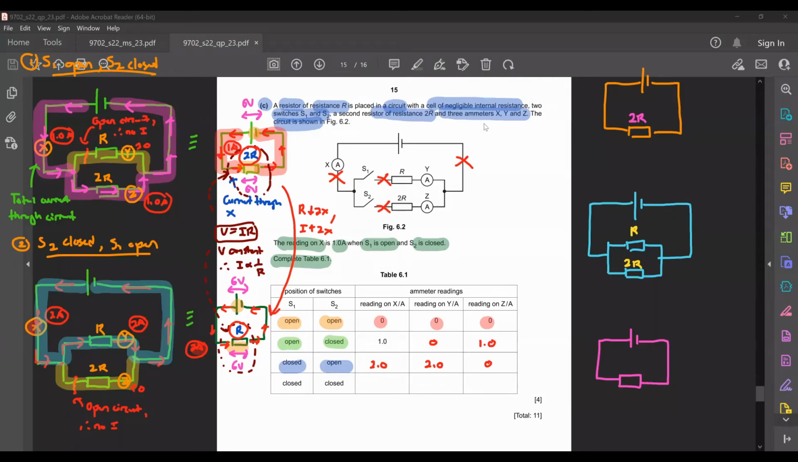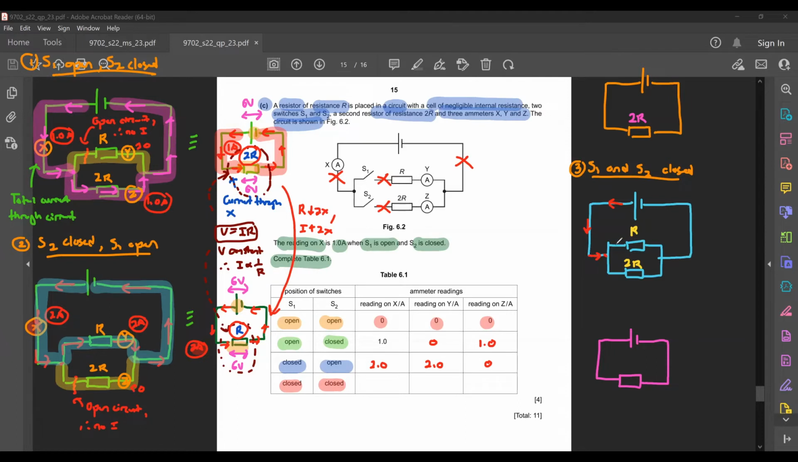And now for the last row, where both switches are closed, how will we do this? Let me just rewrite this, sorry. Let's consider a case where both S1 and S2 are closed. When both S1 and S2 are closed, you consider how the current flows out from the battery. It comes out like this.